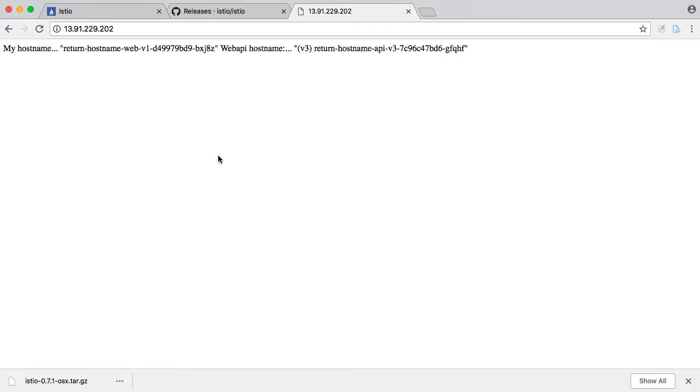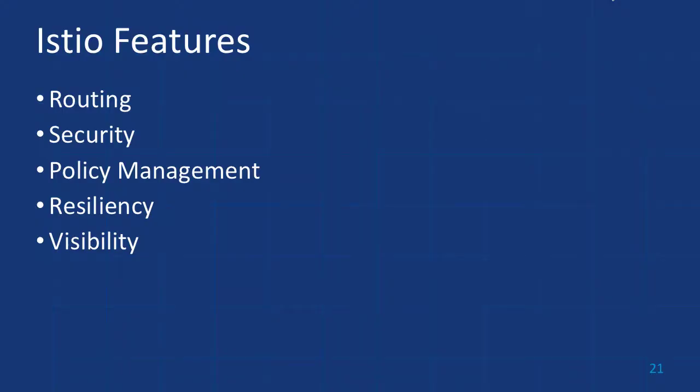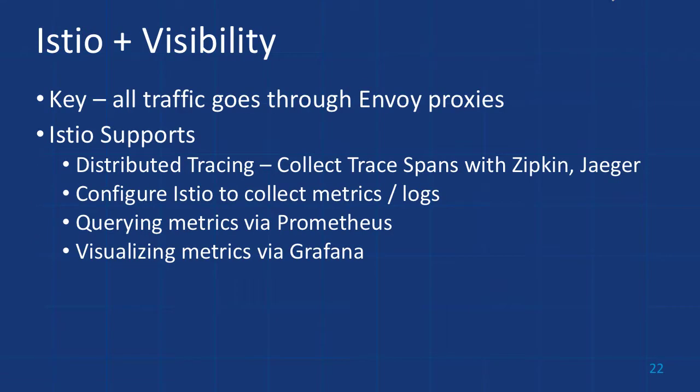The last set of Istio features to discuss has to do with visibility. Because all of the traffic flows through these Envoy proxies, we're able to handle distributed tracing, and we can collect metrics and logs, and we can query via Prometheus. We can set up custom queries. We can also expose custom data from our services to Prometheus, and then visualize all that via Grafana, and all of these are easily installed.